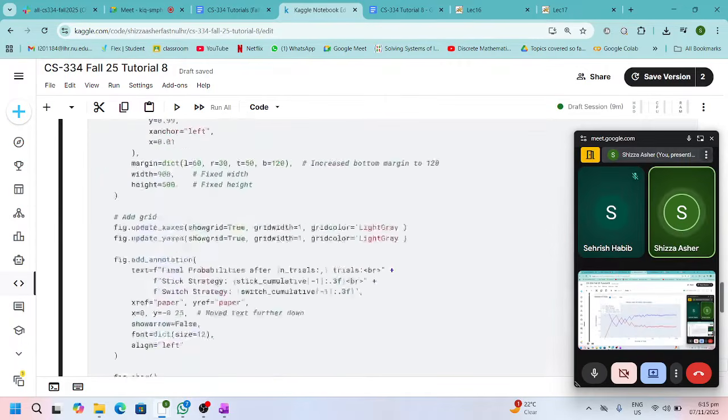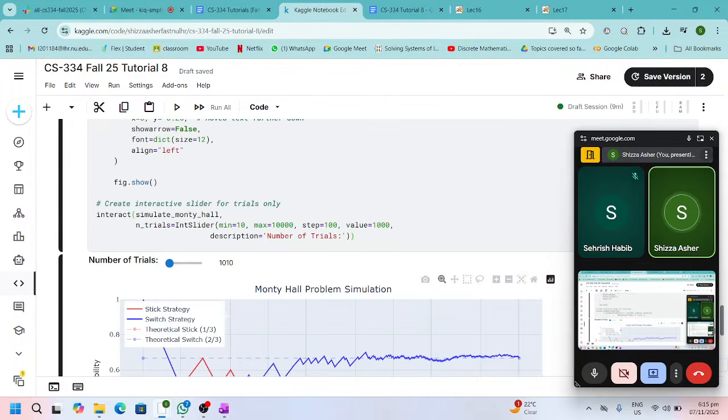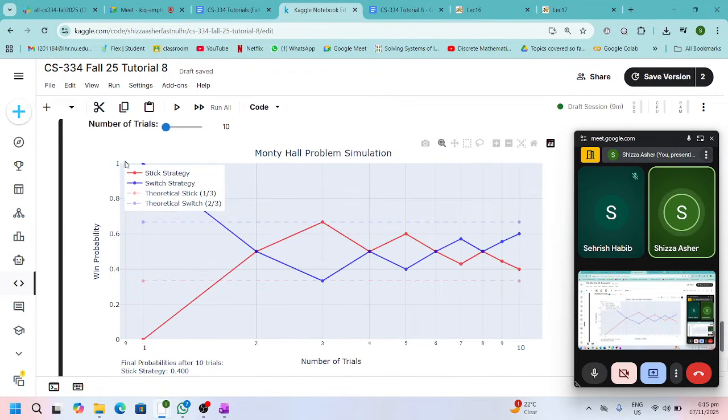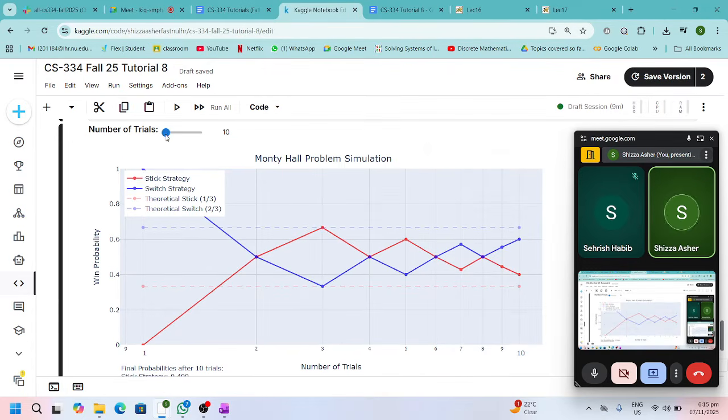show you that we have code, and with this we have generated this. All right, so now you can look at the red line, the blue line. The stick strategy, stick to your door, and the switch strategy, switch your door.